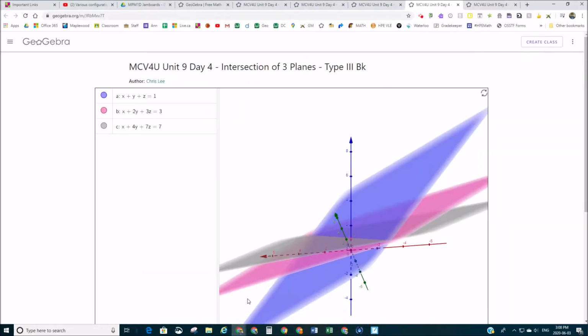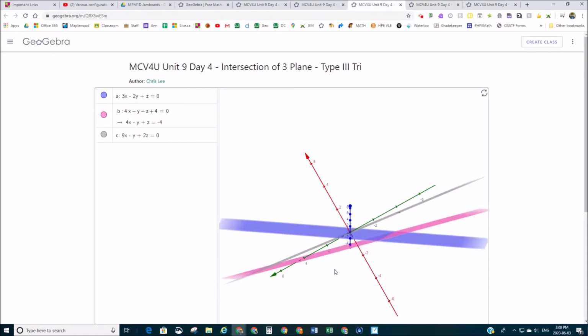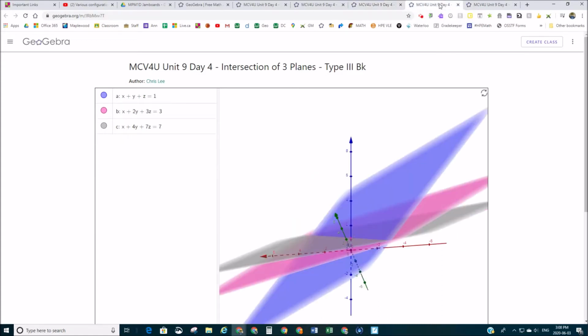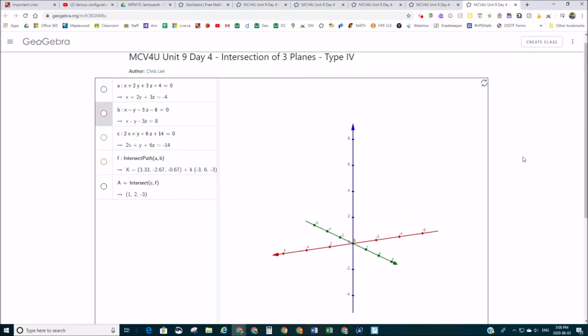Let's go back to our GeoGebra. So there is the type 3 book versus the type 3 triangle. Sometimes this is called the type 3 star because it kind of makes a star. So those are both type 3. All right, our last example is type 4.